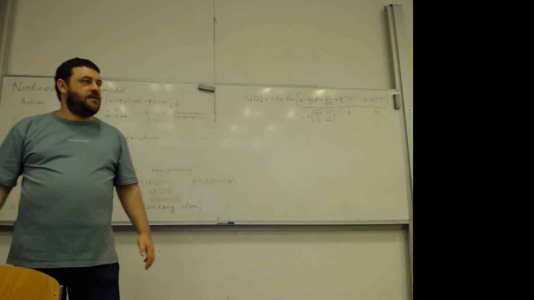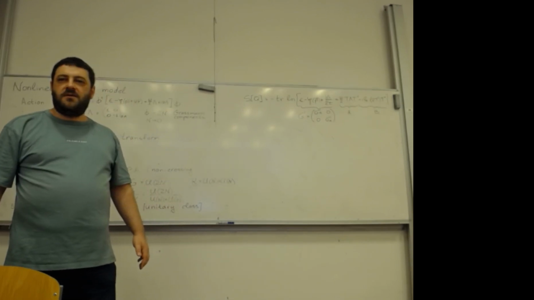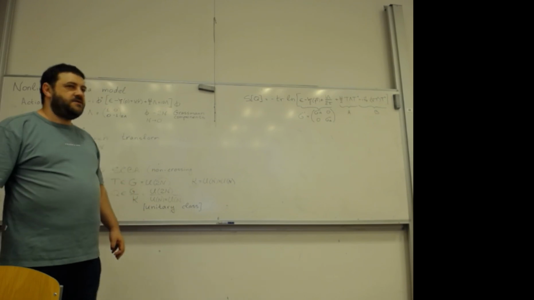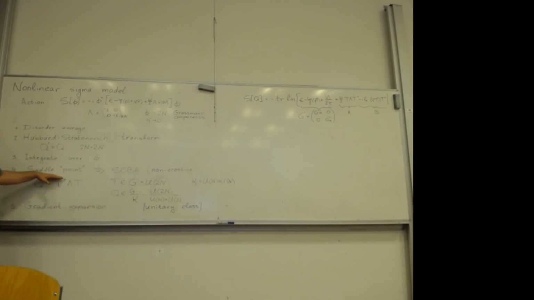There's supposed to be a term which is just trace of Q squared, right? Because it's a substructure. Yes, as soon as we took the saddle point, it is weird. Okay.